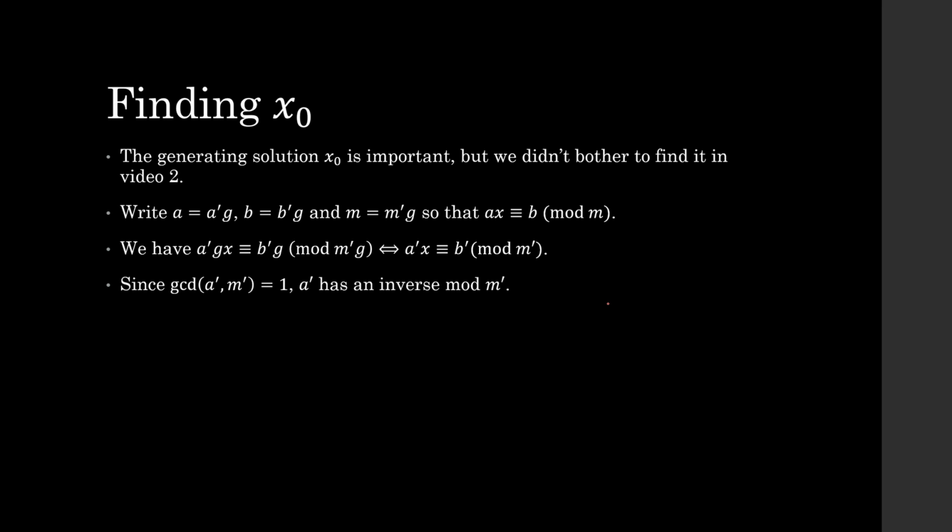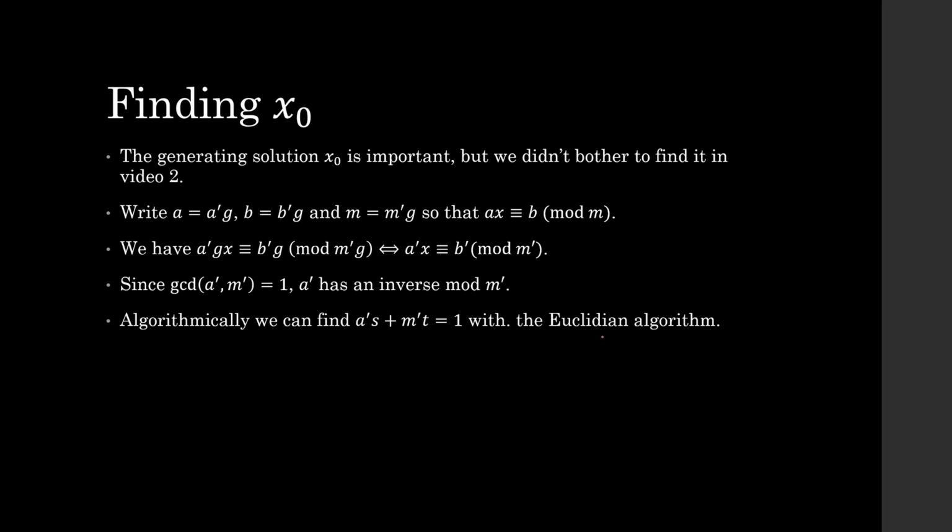So since the greatest common divisor of a prime and m prime is 1, so they're co-prime, then we have that a prime has an inverse mod m prime. Now this is, again, just the definition of inverses modulo m. That only happens when we have a greatest common divisor of 1, so when we're co-prime. So we know a prime has an inverse.